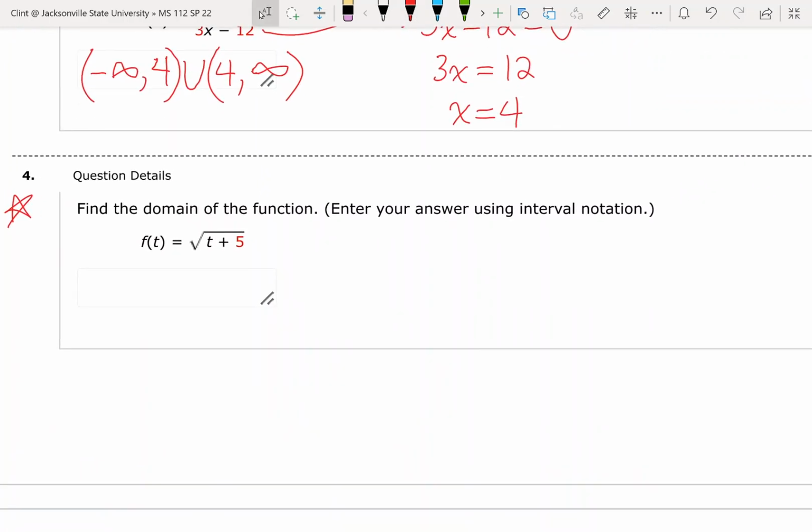Same type of problem, but we've got a different function. On this one, we don't have to worry about getting 0 in a denominator. But what we don't want is this t plus 5, the part that's inside of our radical, to ever be negative. Because we only want to deal with real numbers, and if we take the square root of a negative, we get complex numbers. So we want the thing that's inside of our square root to always be 0 or bigger.